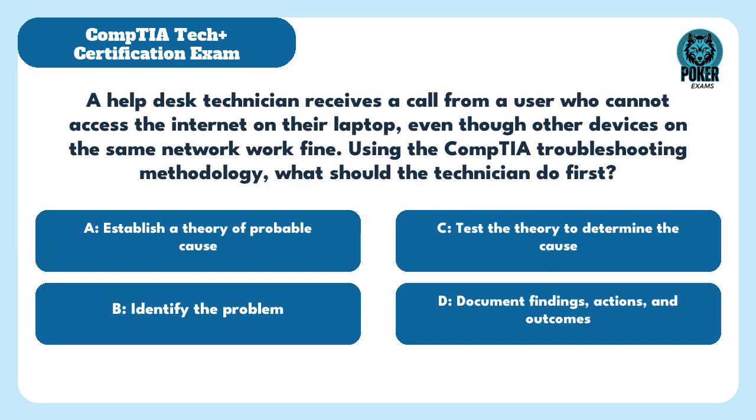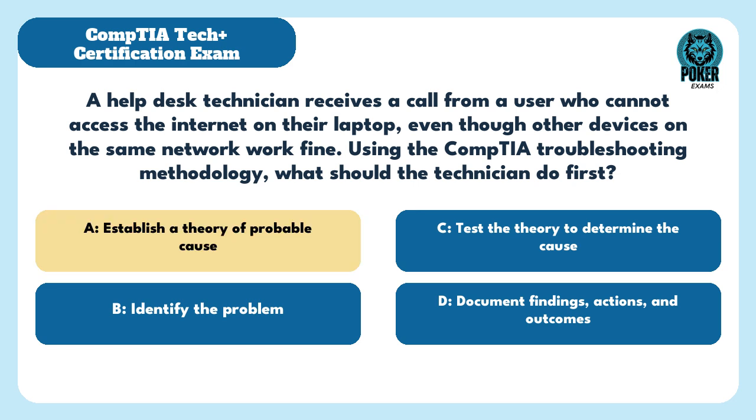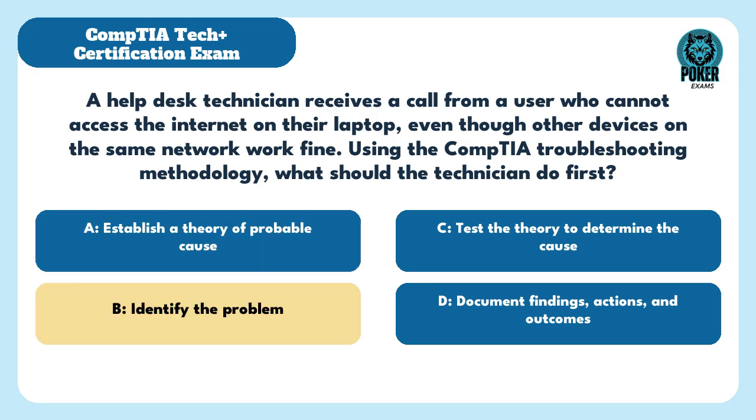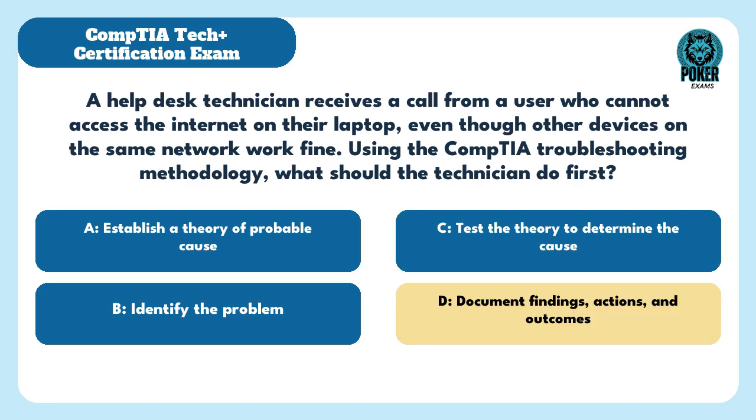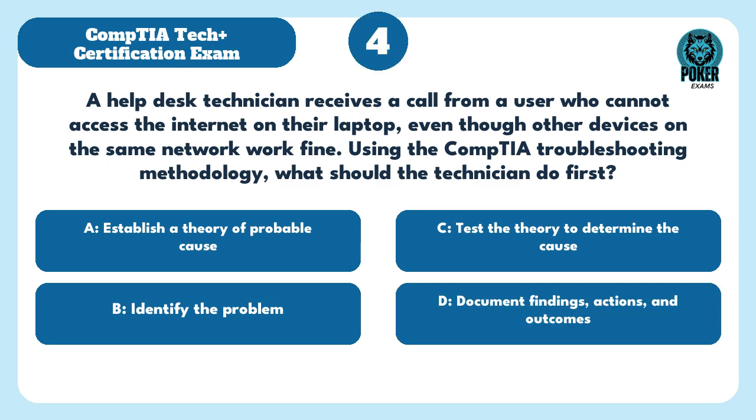Question 4. A help desk technician receives a call from a user who cannot access the internet on their laptop, even though other devices on the same network work fine. Using the CompTIA troubleshooting methodology, what should the technician do first? Option A, establish a theory of probable cause. Option B, identify the problem. Option C, test the theory to determine the cause. Option D, document findings, actions, and outcomes. The correct answer is B.